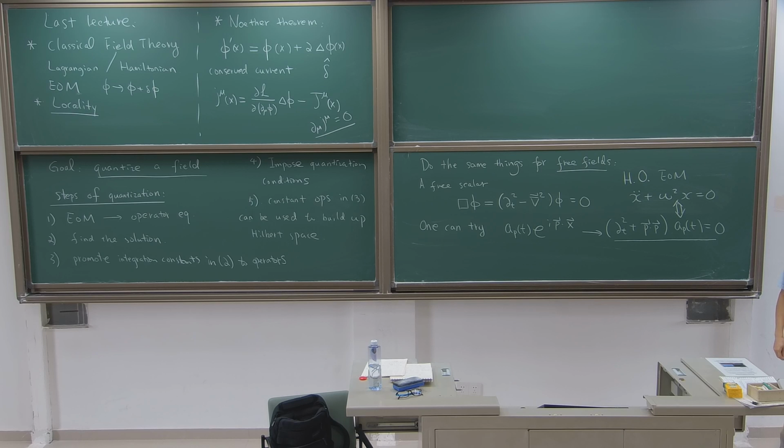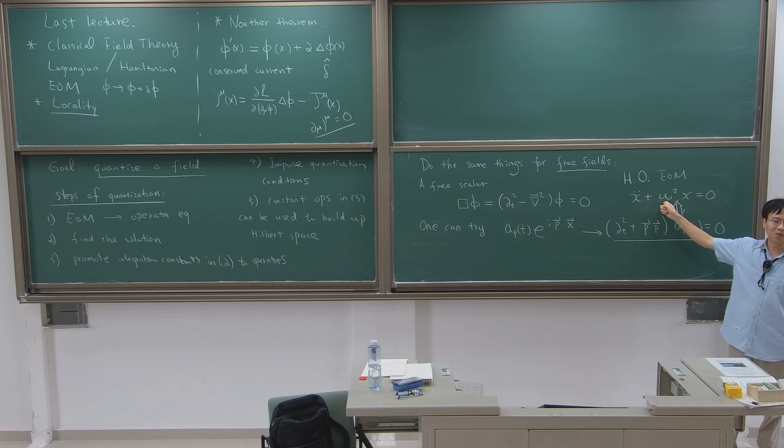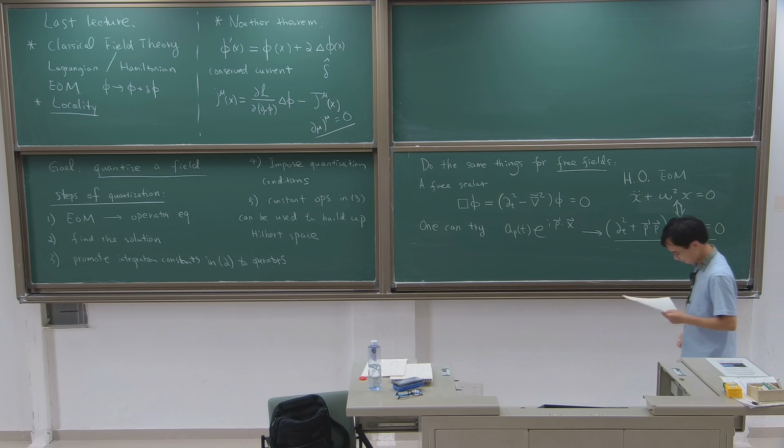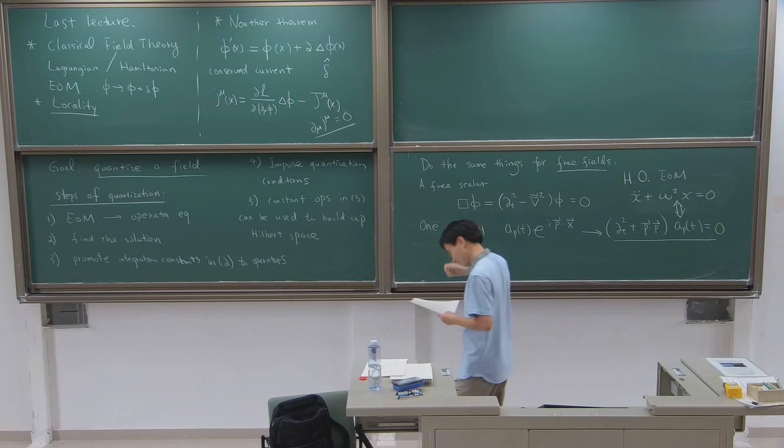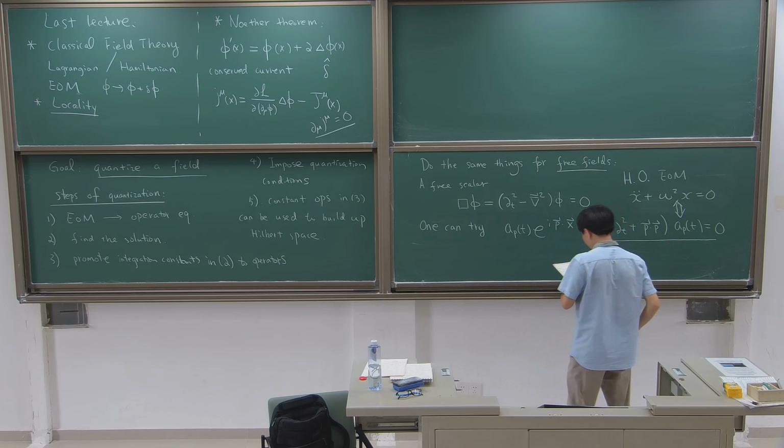So these two are really analogs of each other. In order to identify with this equation, we can redefine this part as some ω², right? Then these two equations will be the same. Indeed, we can do that.